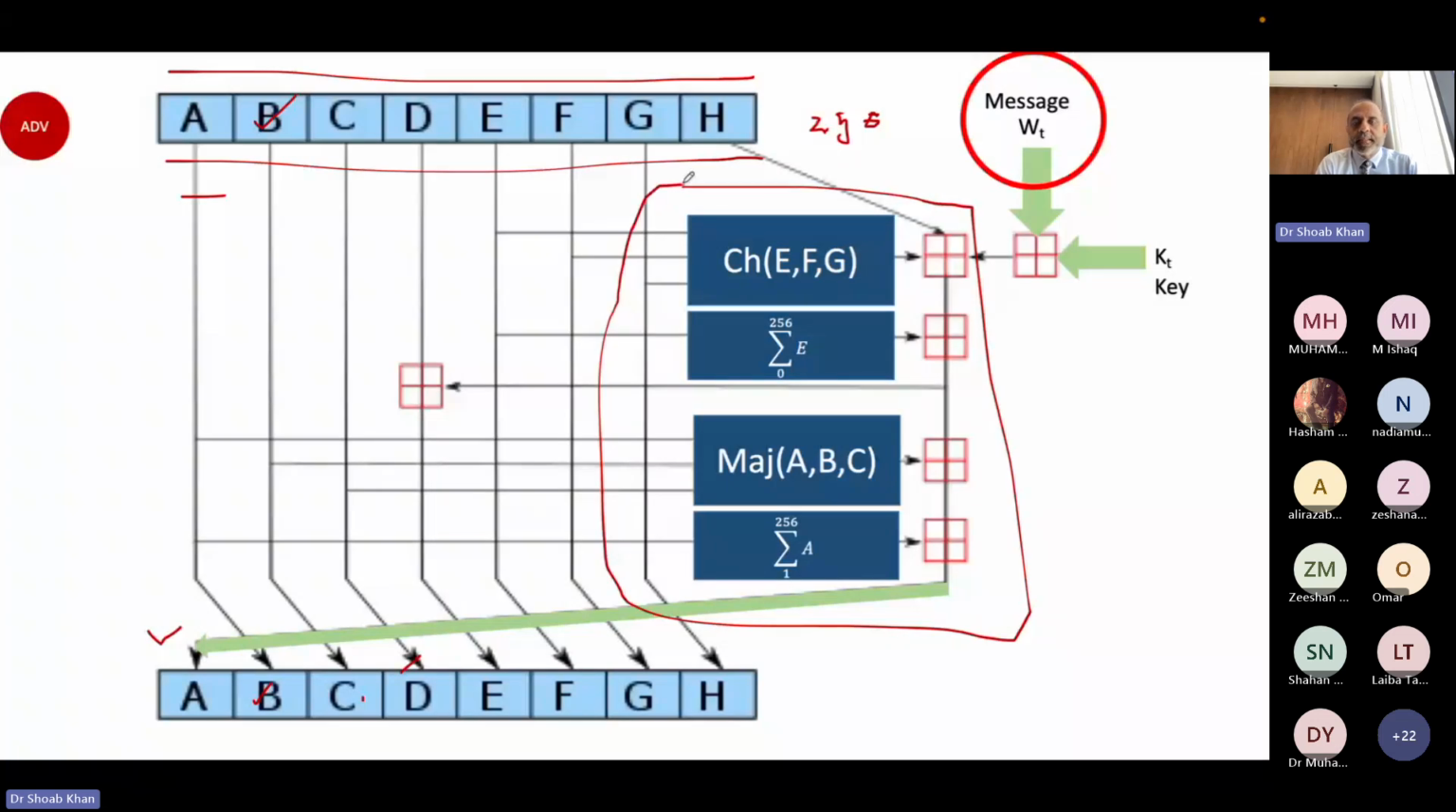This is choice, a function which takes E, F, and G and generates a 32-bit word. This is summation 0. It's kind of the same thing we saw, rotations and stuff, so it creates 32-bit words. Majority is another function which takes A, B, and C, 32-bit words, and creates 32-bit words. And this is sigma 1, which again only takes A and generates 32-bit words. So these are 1, 2, 3, and 4 32-bit words.